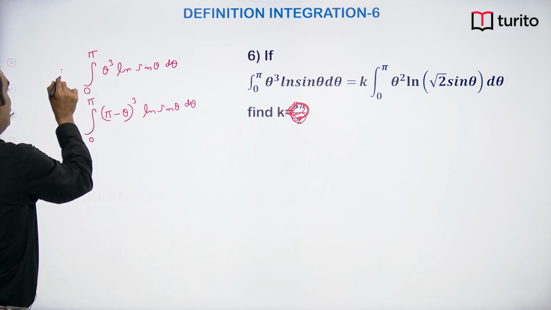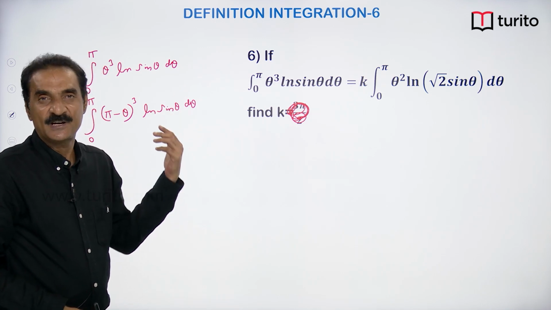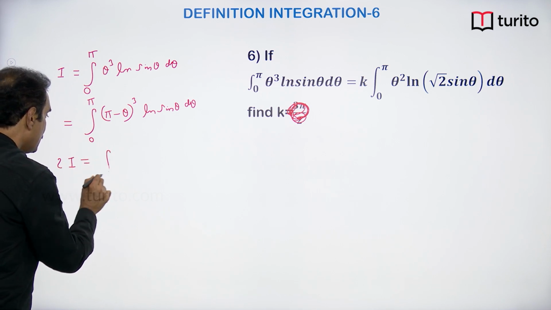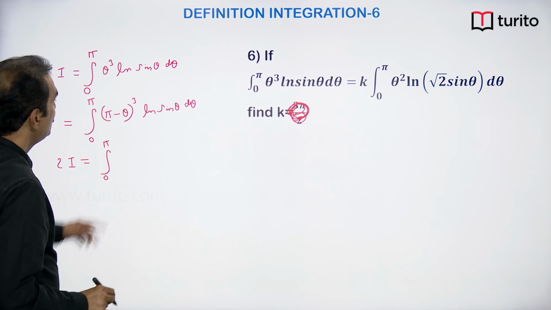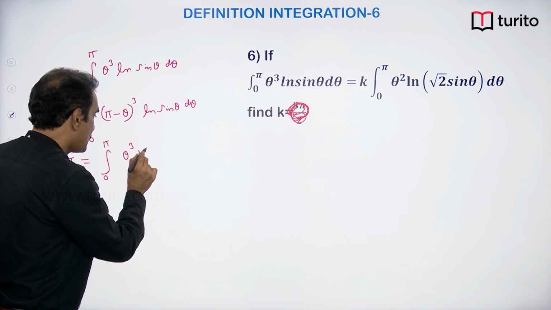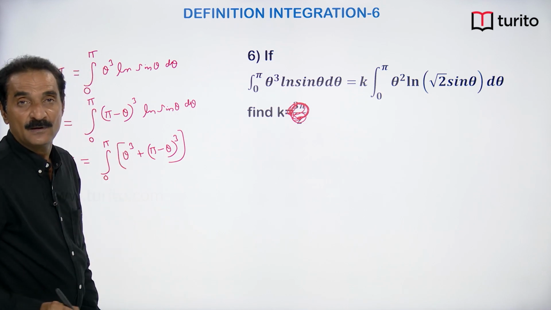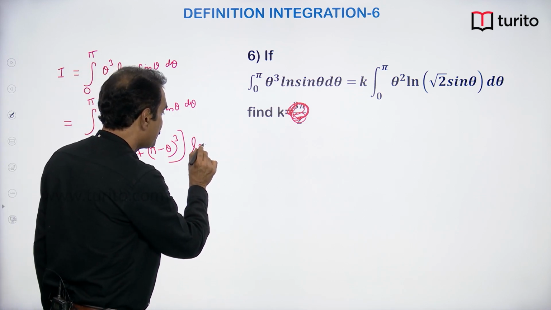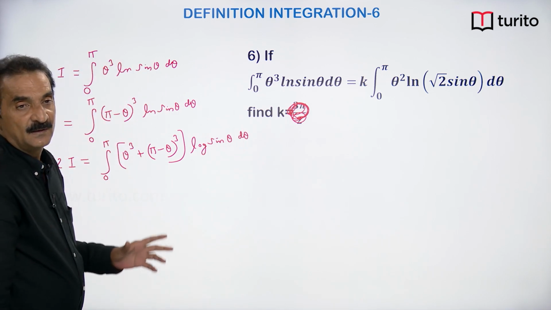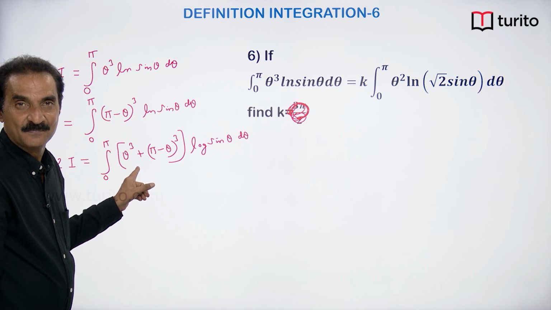Now, if this is I, this is also I. Usually whenever you apply this property, you will add the two integrals, no? So, adding this and this, 2I is equal to integral 0 to pi, log sin theta is common. So, you will get theta cube plus pi minus theta whole cube into log sin theta d theta. Okay. Now, if you expand pi minus theta whole cube, this theta cube cancels.